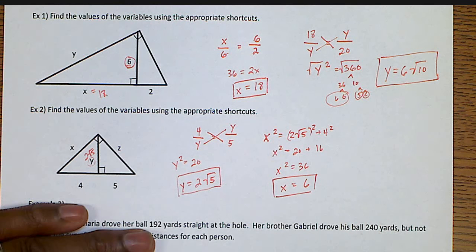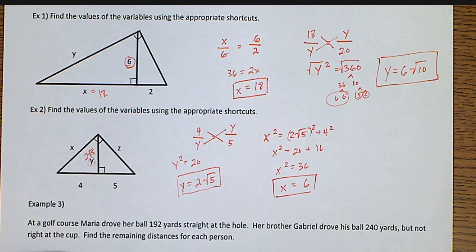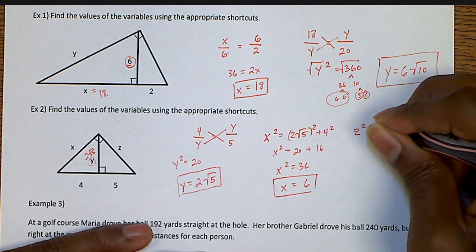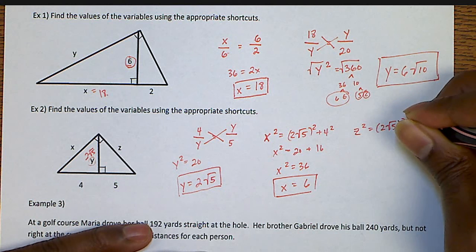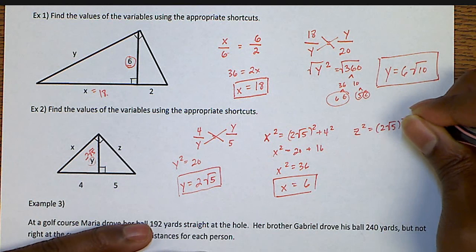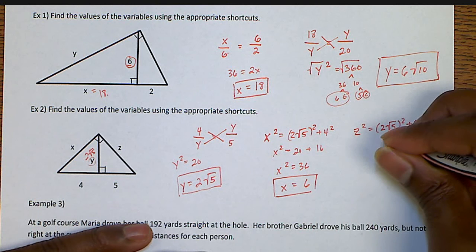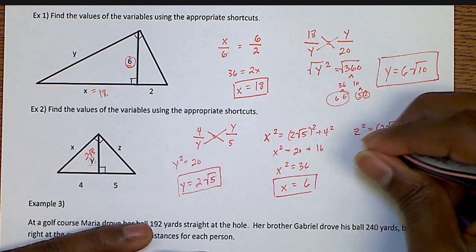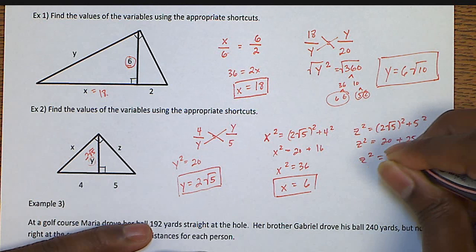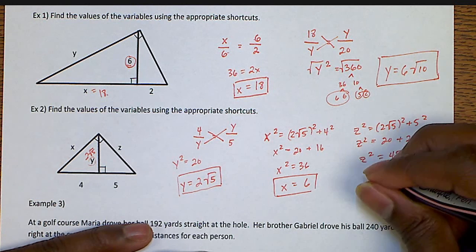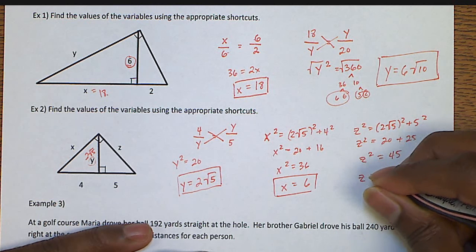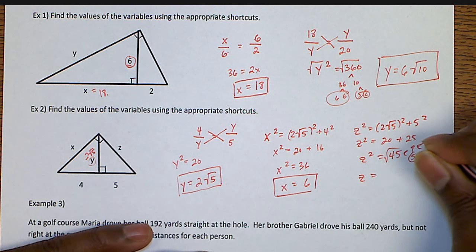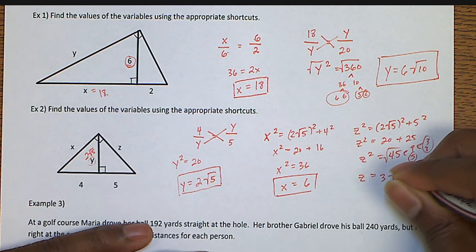I'll do the same thing here with finding z. Z squared will equal 2 radical 5 squared plus 5 squared. So that's 20 again. Obviously it's the same number as over there. So z squared will equal 45. And so then z will be the square root of that, which will be 9 times 5. 5 is prime, 9 is a perfect square. So 3 radical 5.